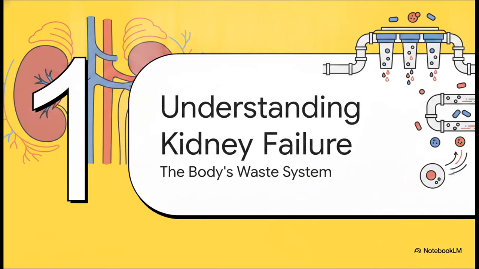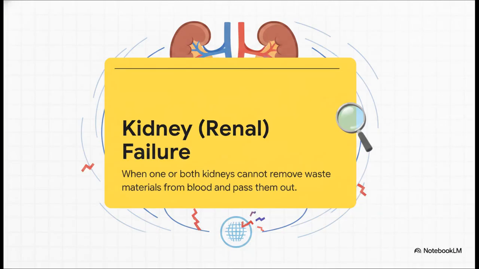Let's kick things off with Section 1, Understanding Kidney Failure. First things first, we need to clearly define what we're talking about. Kidney failure is a condition where one or both kidneys are no longer able to perform their function of removing waste materials from the blood. Simply put, जब एक या दोनों kidneys blood से toxic wastes remove नहीं कर पाते, उस exact condition को हम kidney failure कहते हैं. Without this vital filtration happening, वो सारे harmful toxins हमारे blood stream में ही trapped रह जाते हैं, which is, as you can imagine, incredibly dangerous for the entire body.